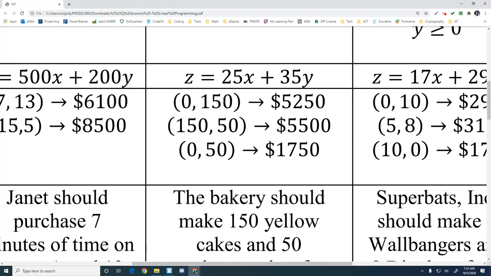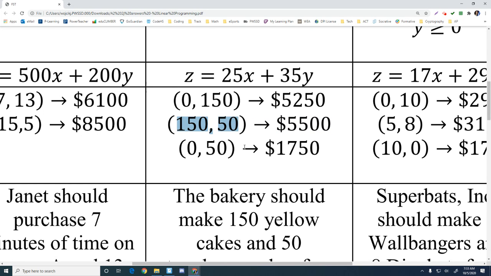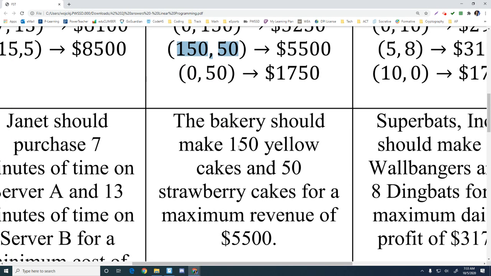So when I plug each of these 3 corners into the z function, I get these $3 amounts. And remember, the bakery is trying to maximize their revenue. And so I'm just looking at, well, which combination of the yellow cakes and strawberry cakes should I use to make the most money? And if I look right here, well, 5,500 is the most money that I can make. And that's at the coordinate 150, 50. And so that's my final answer. I should say, well, the bakery should make 150 yellow cakes and 50 strawberry cakes for a maximum revenue of $5,500.